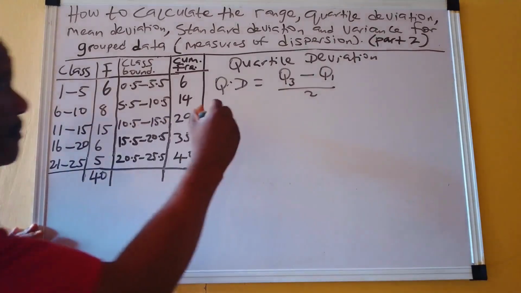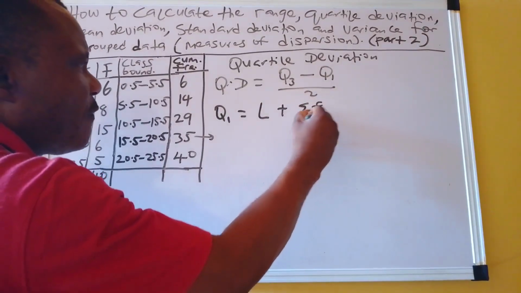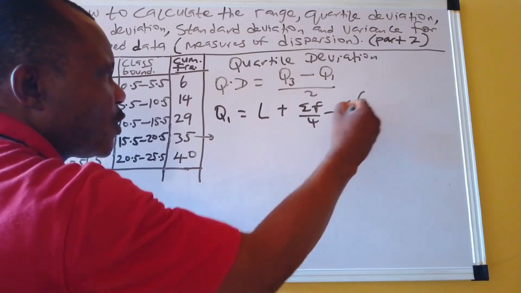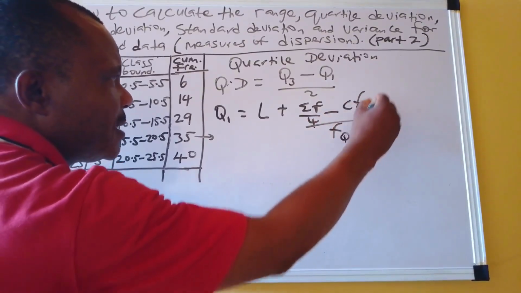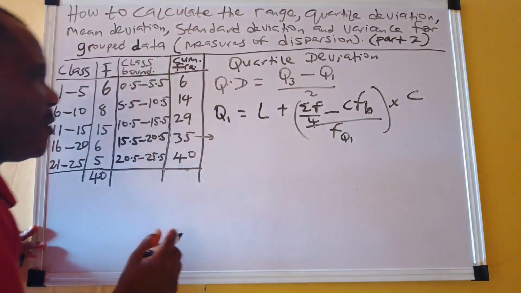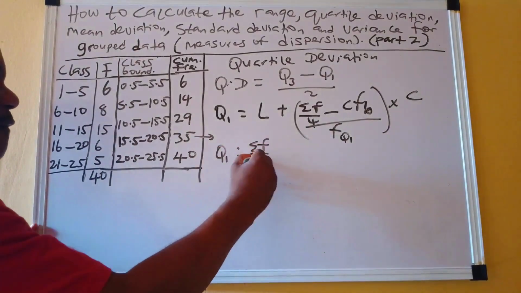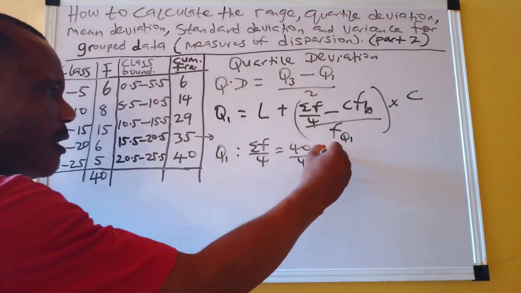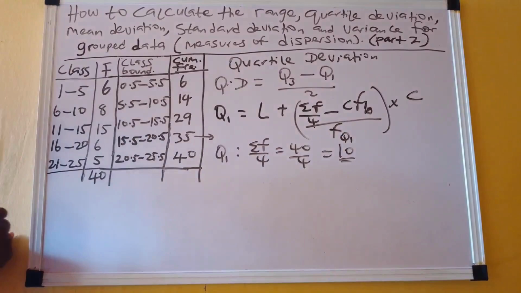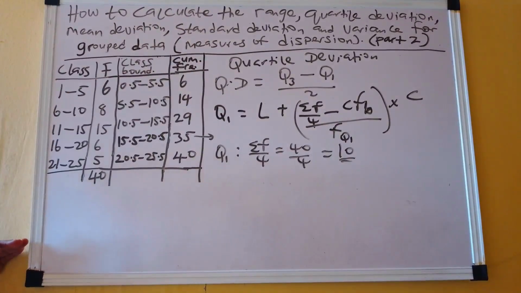Now our Q1 is equal to L plus summation F over 4 minus the cumulative frequency before the Q1 class, all over the frequency of the Q1 class, times our class width. So we need to know the class. Our Q1 class determinant is summation F over 4, that is 40 over 4, and that is 10. We trace the classes from the cumulative frequency column. That is the essence of the cumulative frequency: it helps us to trace the class.